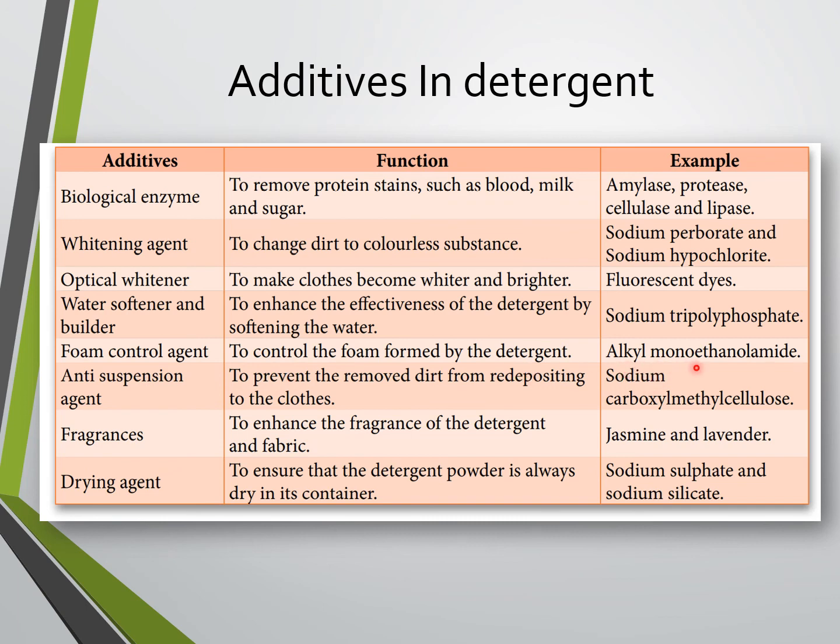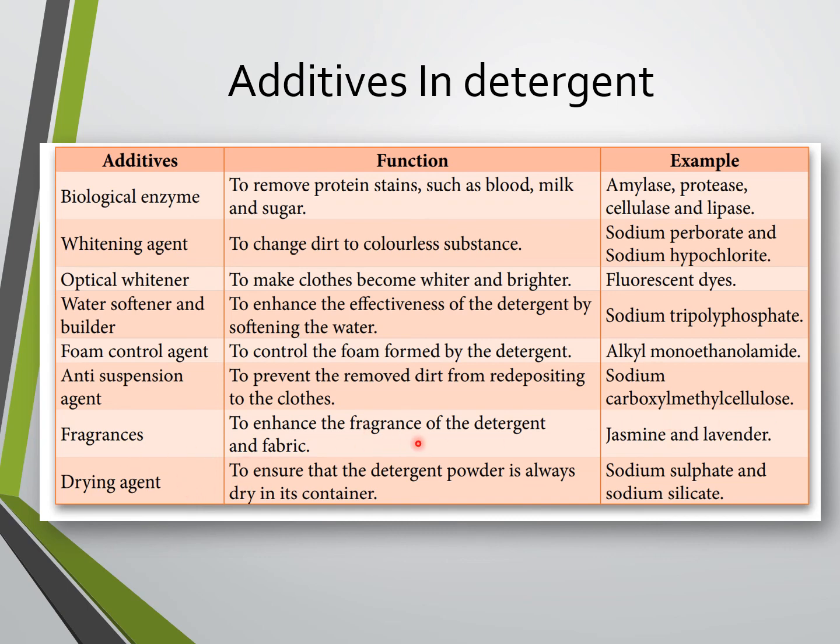Example, we have alkyl monoethanolamide. Anti-redeposition agent prevents the removed dirt from redepositing on the cloth, to make sure all the dirt goes out and doesn't attach to the cloth anymore. So example, we have sodium carboxymethyl cellulose.